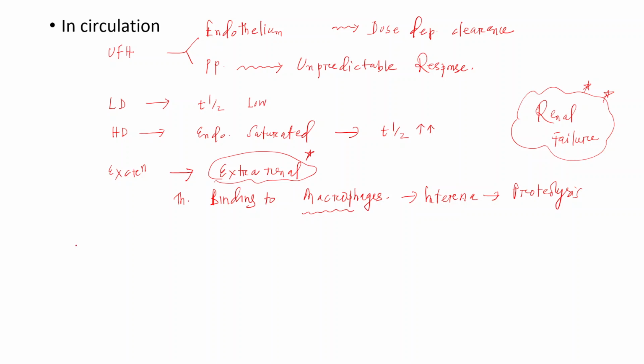Next important point is what is the T half. Now T half is around 30 to 60 minutes if you give IV. That's why you have to give continuous IV infusion. This is also important for us to understand, because the T half is very less.